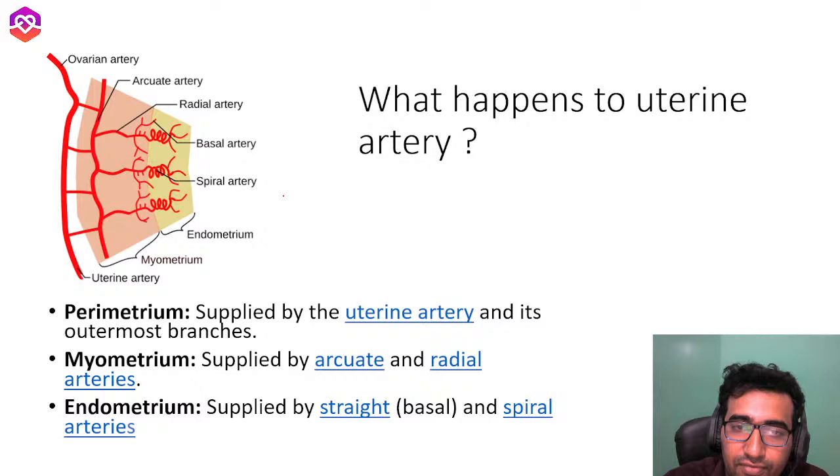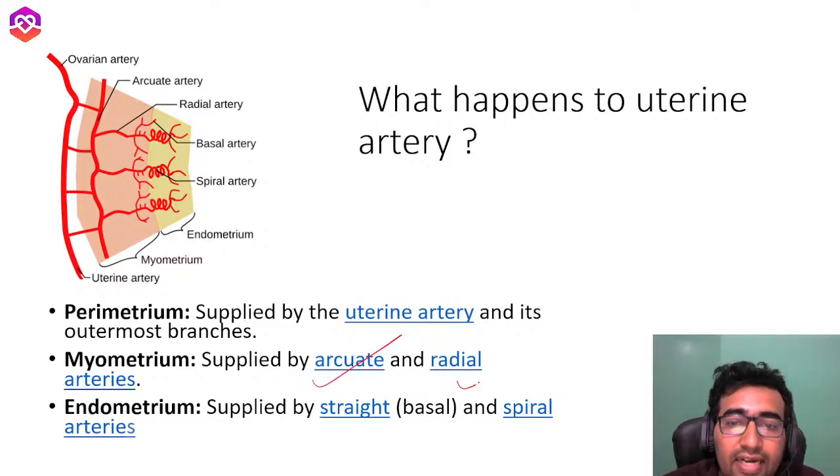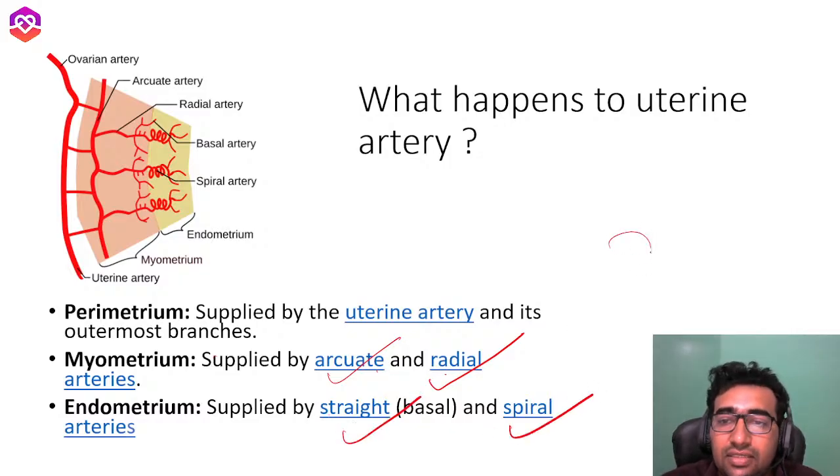You know what happens to the uterine artery? That's what I am discussing. The uterine artery in the perimetrium is actually the uterine artery itself, and it can anastomose with the ovarian artery and everything. Inside the myometrium it becomes the arcuate artery and radial artery. I mean, the myometrium is supplied by the arcuate and radial arteries of the uterine artery. So these are the two branches of the uterine artery, arcuate and radial in the myometrium, and the endometrium has the straight artery, I mean the basal artery and spiral artery. This spiral artery, basal artery, everything is in the endometrium.